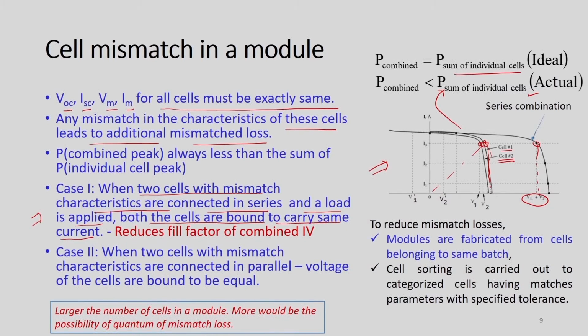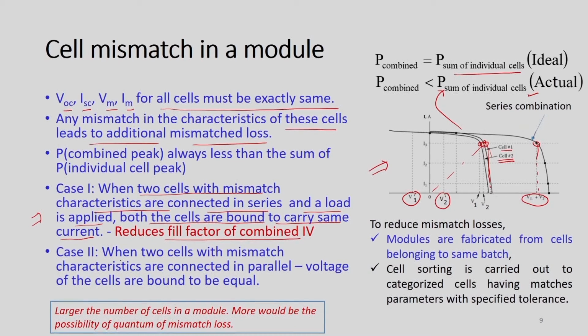So, if they are different, then what will happen? One cell will produce power and the other cell will dissipate power. For example, if we short circuit this circuit, they will generate two voltages, V1 dash and V2 dash. These are the same in magnitude but in opposite directions. So what does it mean? One cell will produce power and the other will dissipate power, and as a result we will have a reduced fill factor of the combined IV. That will reduce the combined power.